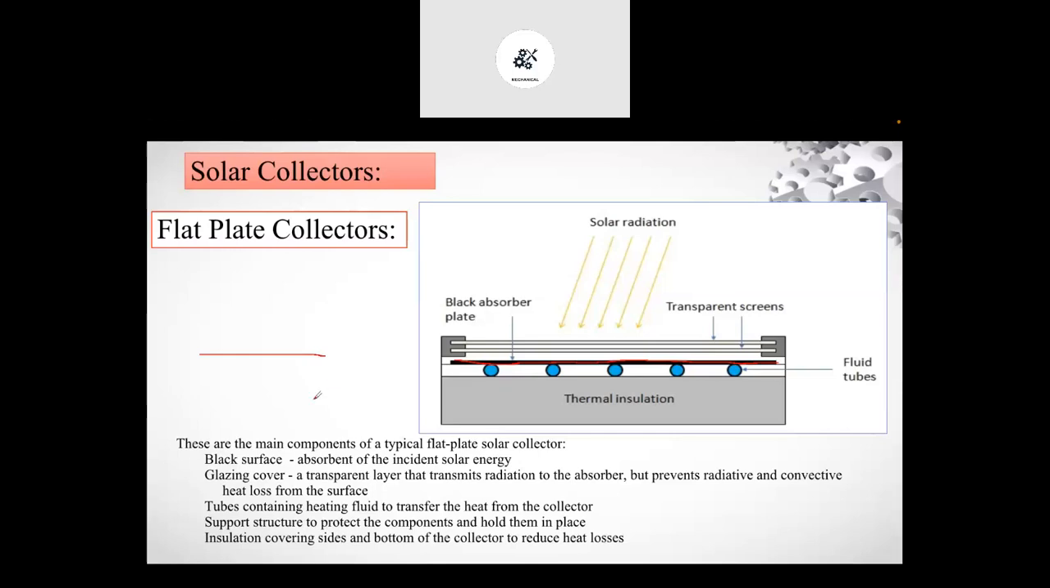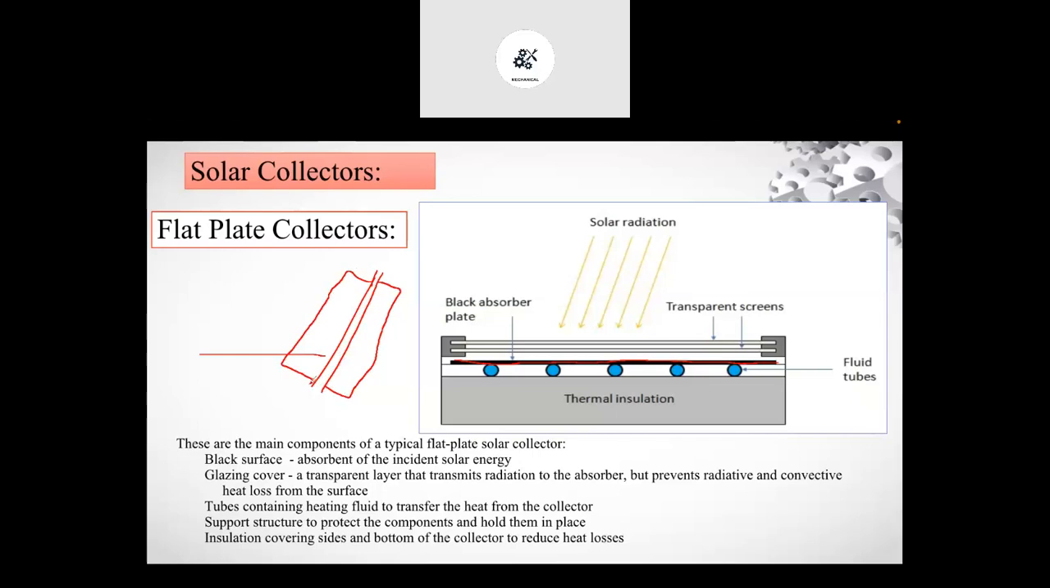Now, if we use just one water tube only, the surface area of the tube is very less. So the heat absorbed by that particular tube is very less. To enhance the amount of heat absorbed by the tube, we add a fin or a sheet to the sides of the tube.